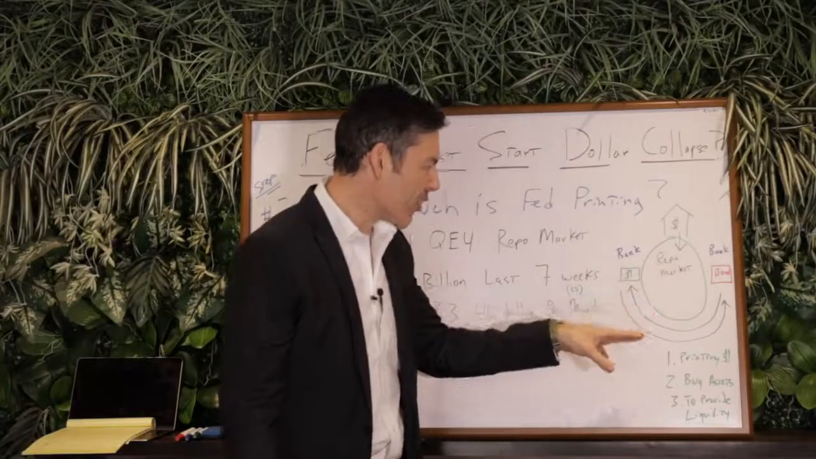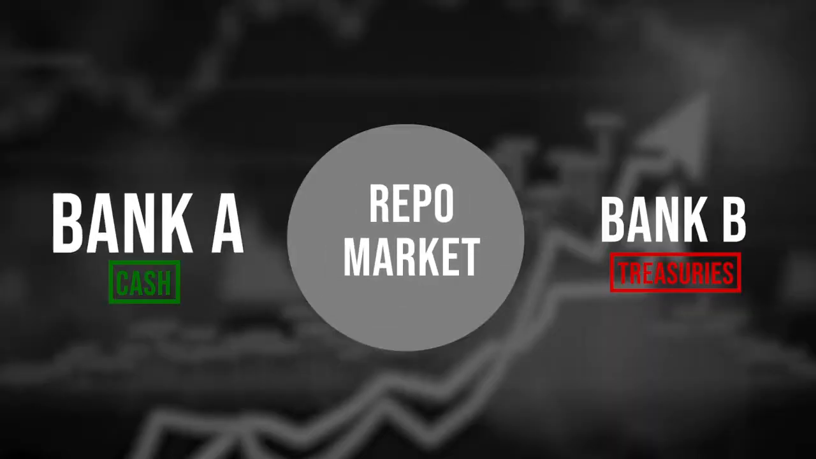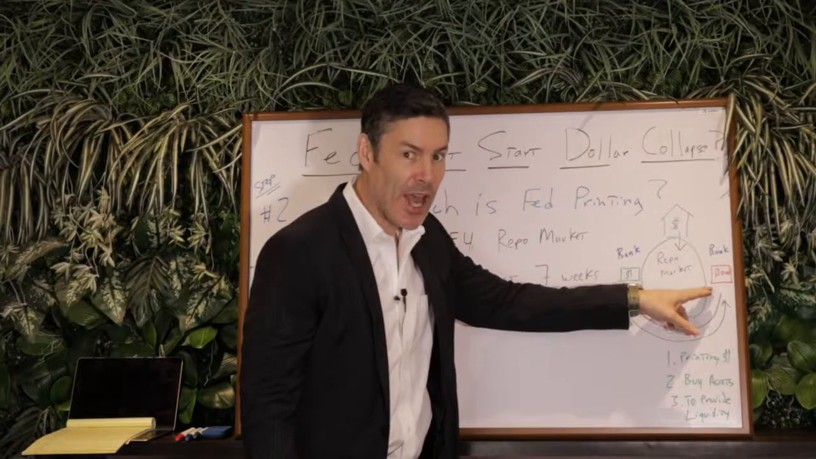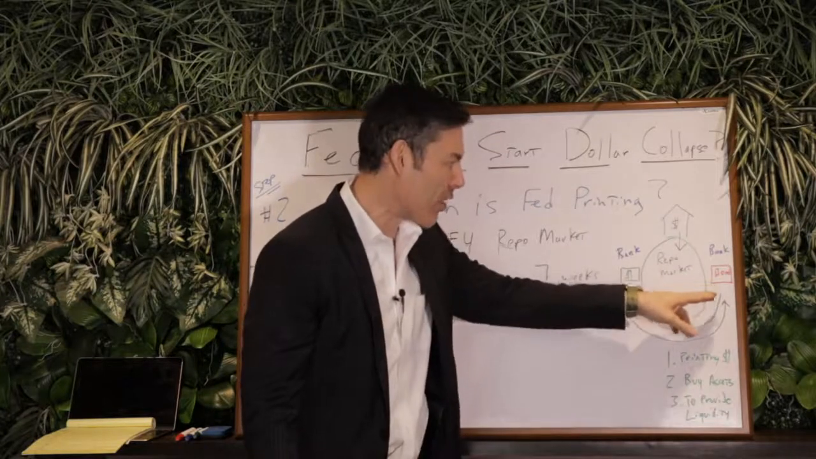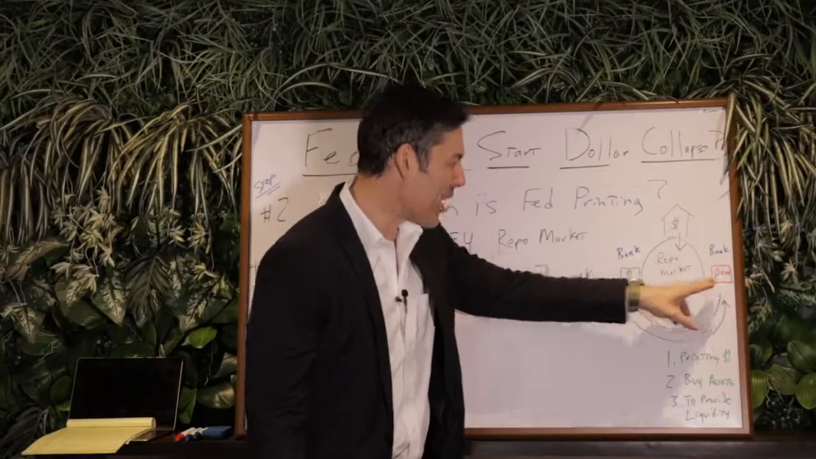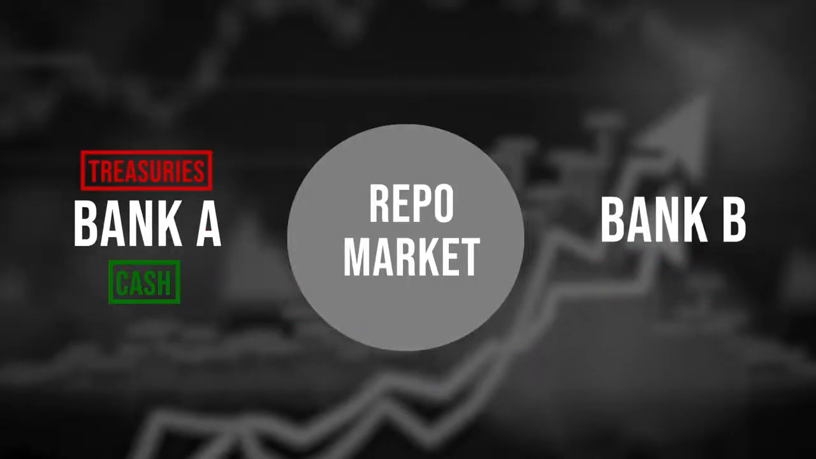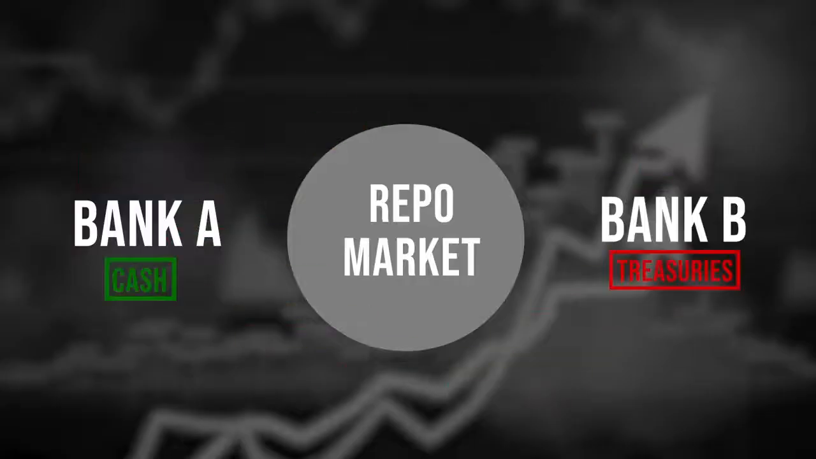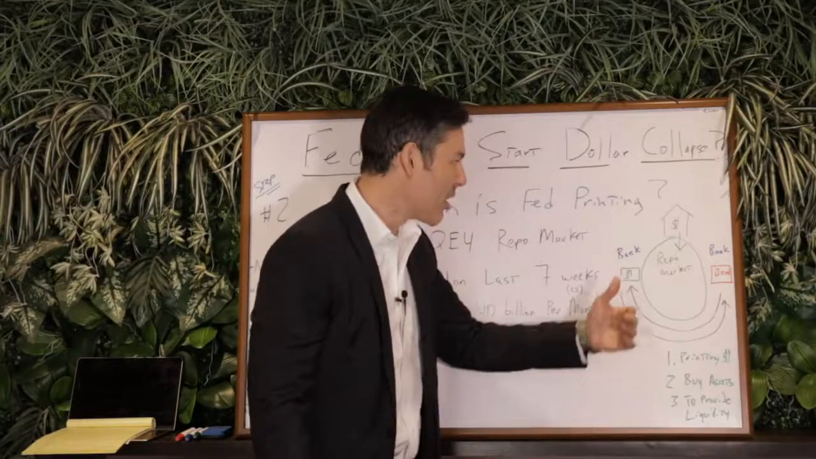Short Reader's Digest version, we've got the repo market here. We've got Bank A, Bank B. Bank B needs liquidity. They need cash to meet their reserve requirements overnight. All they have is this collateral, usually treasuries. So Bank B will say, hey, Bank A, we'll give you these treasuries overnight if you give us the cash that we need. They make that swap, and then they trade back the very next day or at the end of the contract, which can be 14 days to a month.